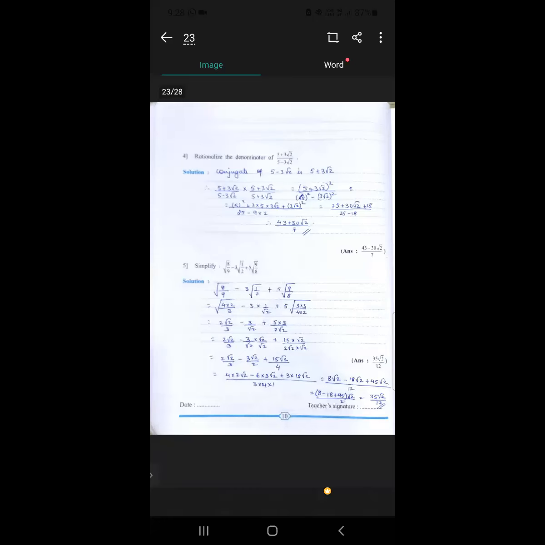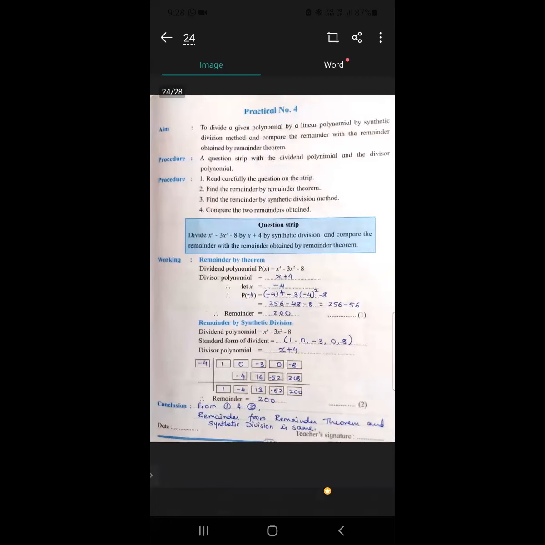Okay, so that was on page number 10. On page number 11, okay, there is a next practical, that is the practical number 4. Okay, now this particular practical, it is based on chapter number 3, that is polynomials. Okay, the third chapter, polynomial. So here what is the aim? I will just read out. To divide a given polynomial by a linear polynomial by synthetic division method and compare the remainder with the remainder obtained by remainder theorem.